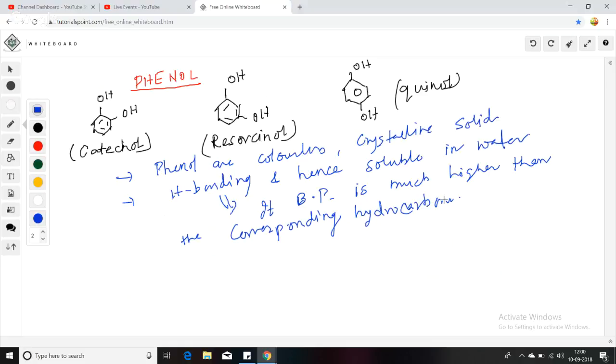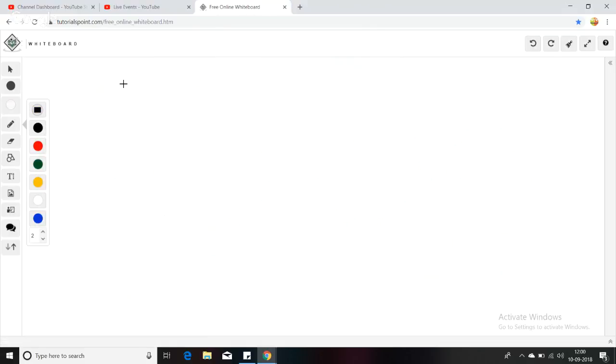Now coming back to this, the acidic nature is nothing but the tendency to donate H plus ion. Let me put the heading first. It is very important, you can put some logic into this and then you can understand. So we are discussing acidity.